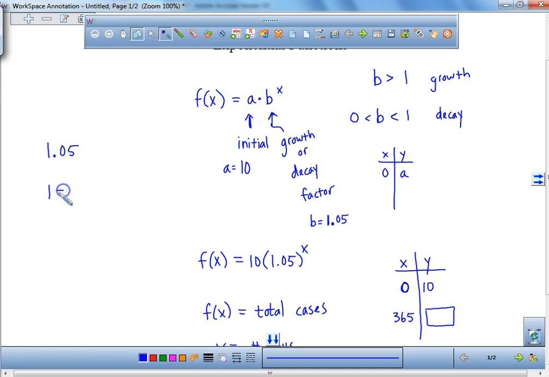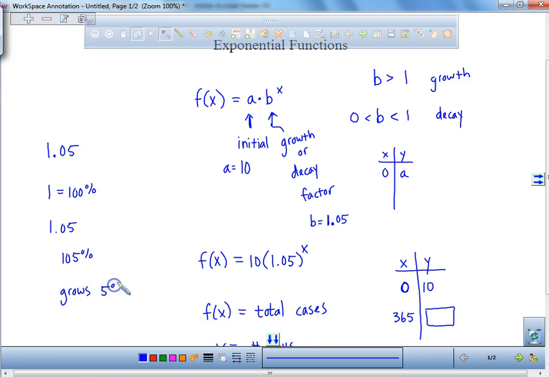If 1 is equal to 100%, what is 1.05 equal to as a percent? 105%. So basically, what is the growth rate here? The growth rate is growing at 5%. All right. So if something grows at 5% each day, if something continues to grow over and over and over again at 5%, that's where we get this 1.05.